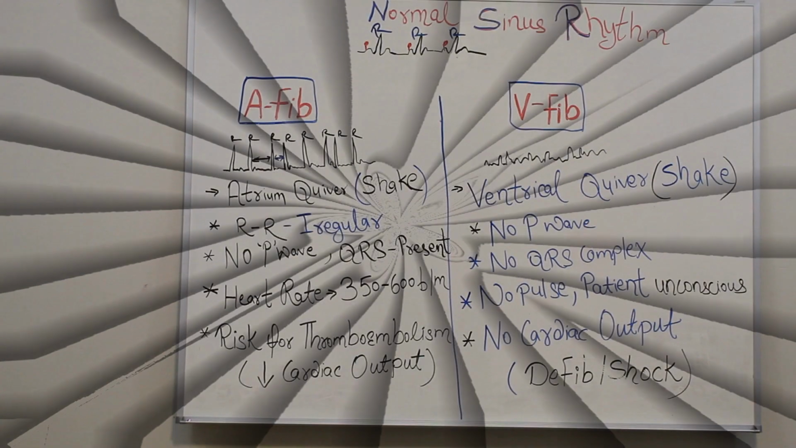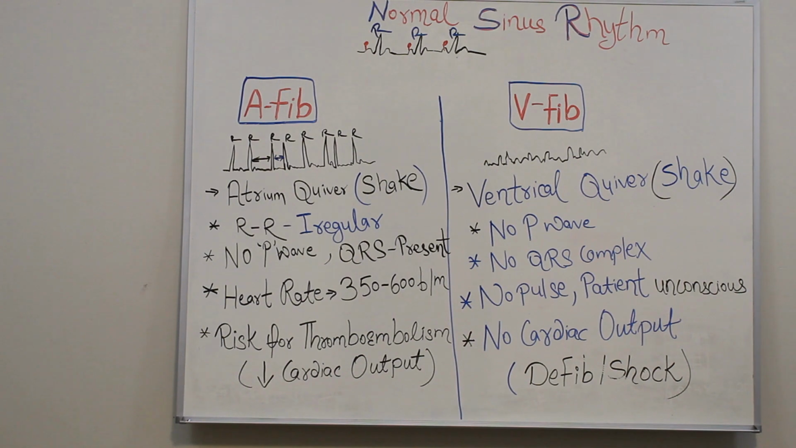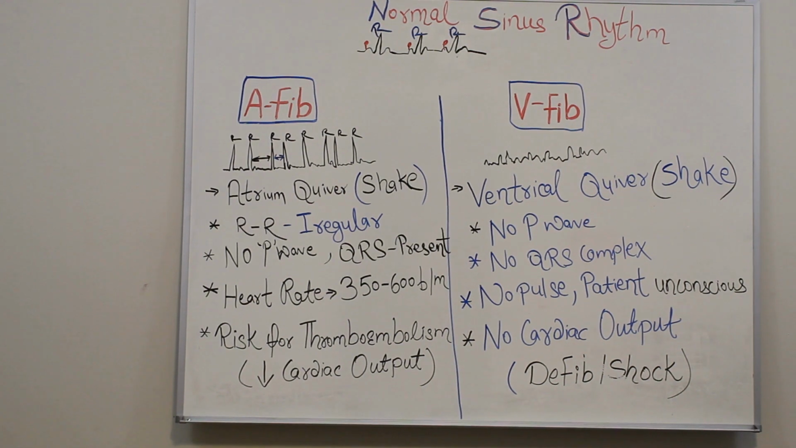Now moving on to the definition, in atrial fibrillation there are rapid, irregular and disorganized impulses that are generated at the atrium of the heart. There is a rapid heart rate of usually 350 to 600 beats per minute.